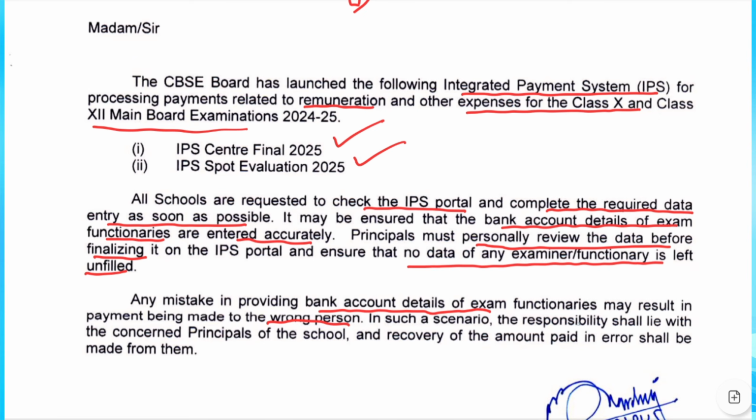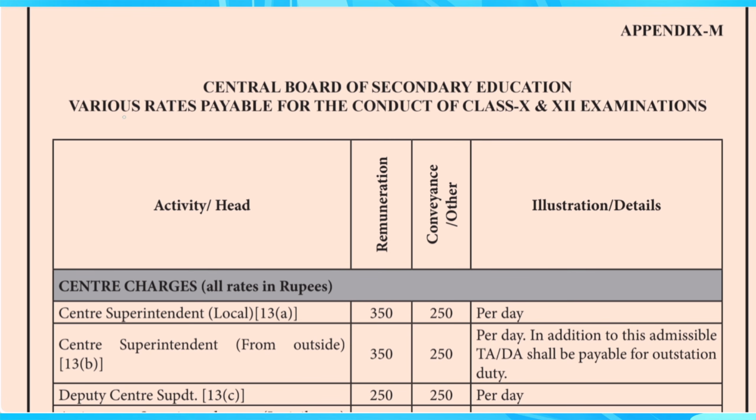In such a scenario, the responsibility shall lie with the concerned principal of the school and recovery of the amount paid in error shall be made from them. So it's totally the responsibility of the principal, and if wrong payment is made to the wrong person, then that amount will be taken from the principal of that school, because he has the responsibility to make sure all the data are correctly entered. Now let's see the various rates payable for the conduct of class 10th and 12th examinations.